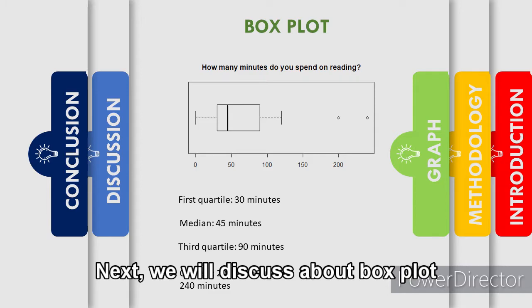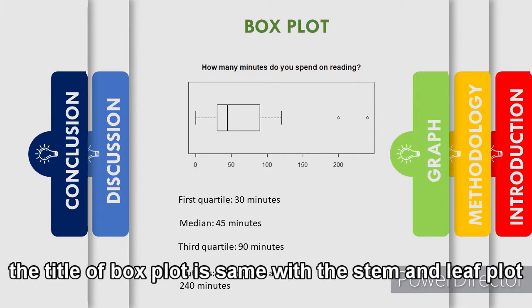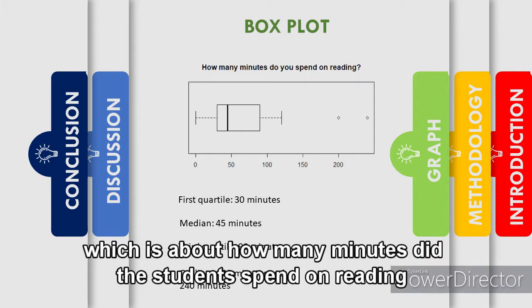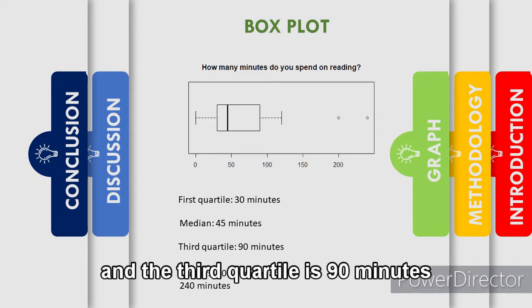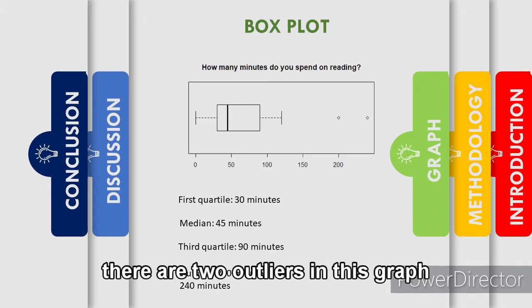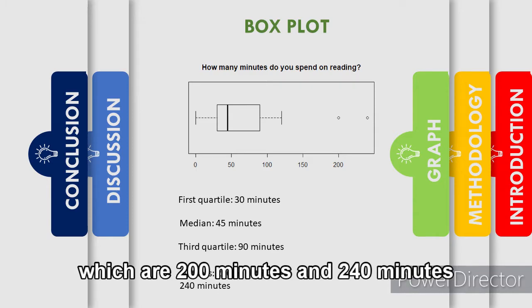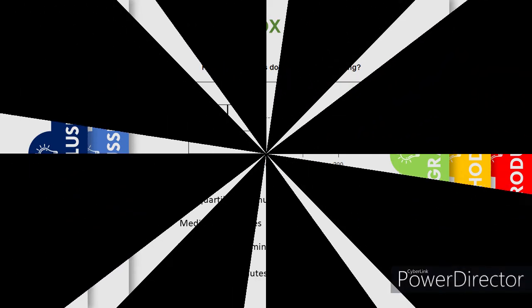Next, we will discuss the box plot. The title of the box plot is the same as the stem and leaf plot, which is about how many minutes the students spend on reading. Based on the plot, the first quartile is 30 minutes, the median is 45 minutes, and the third quartile is 90 minutes. There are 2 outliers in this graph, which are 200 minutes and 240 minutes.